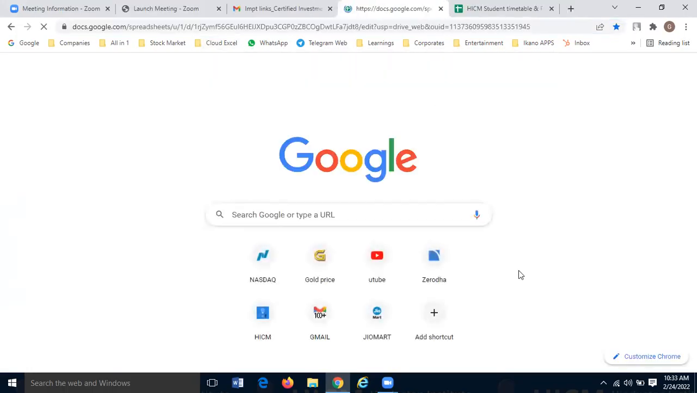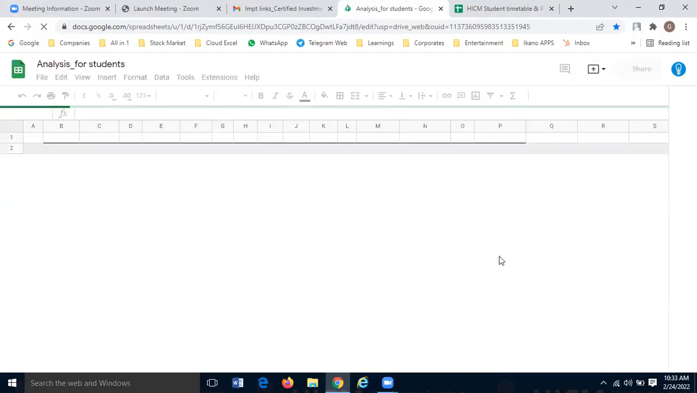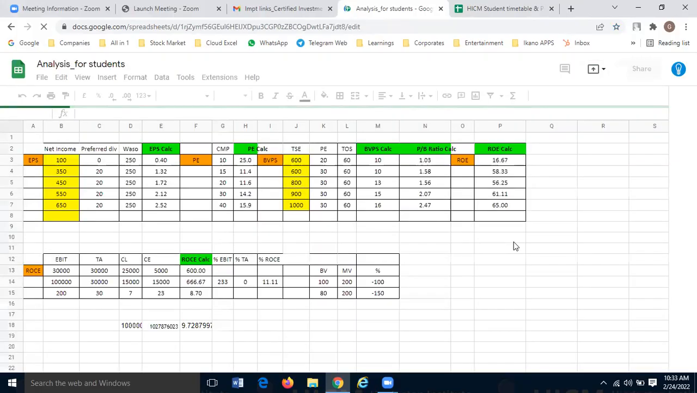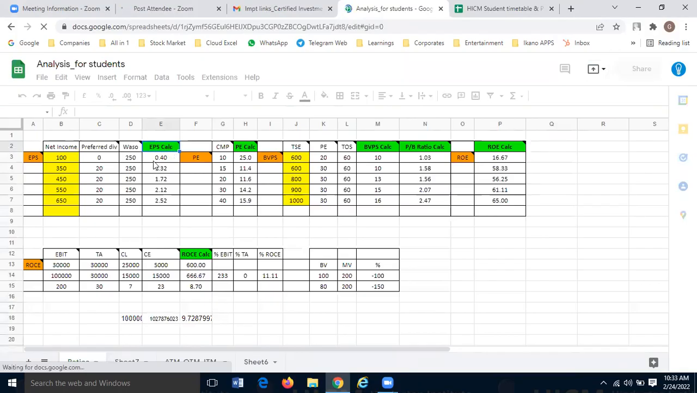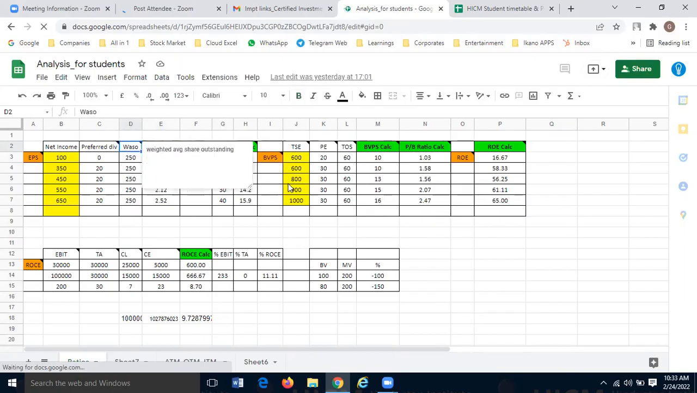I will just go to the analysis part, in which we have to do some analysis work here. So we saw the earnings per share, how it is calculated: the net income minus preferred dividend divided by the WASO, that is the weighted average shares outstanding. Okay, and then we also saw the PE ratio.